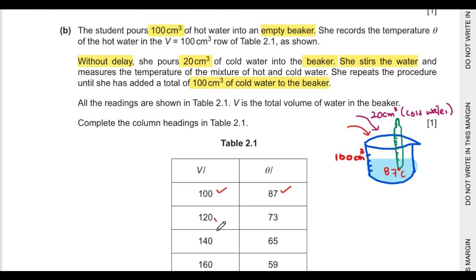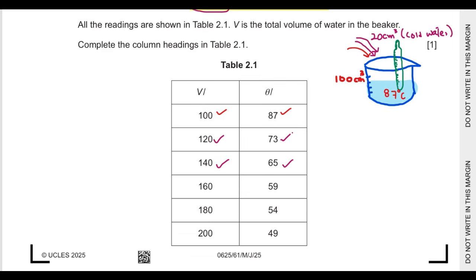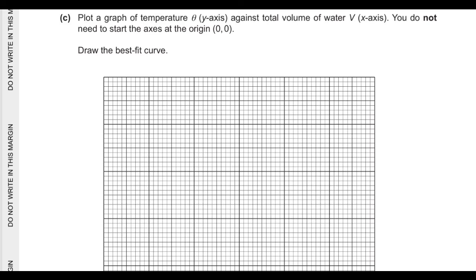Now for this 120 centimeter cube of the mixture, the temperature will drop to 73. After it, she will again pour 20 centimeter cube of cold water and again record the drop in the temperature, and she will do it multiple times until she has added 100 centimeter cube of cold water. This is the table of values she has recorded.